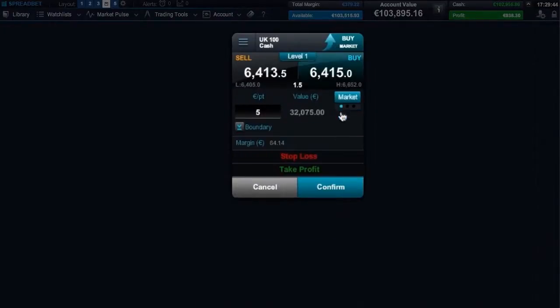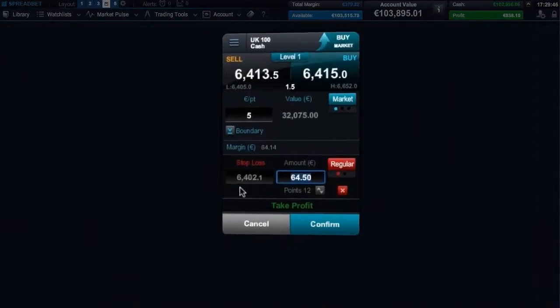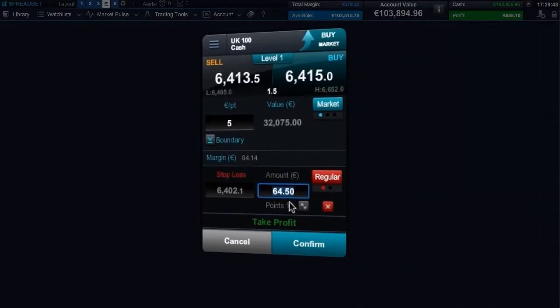Stop losses can be set at a specific price level, by approximate amount of money you would like to risk, or by a points distance away from the current market price. You can choose between using a regular stop loss or a trailing stop loss. Trailing stops trail behind your open position by a set number of points, only if it moves into a profit.